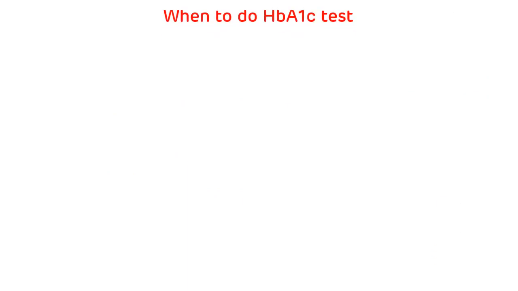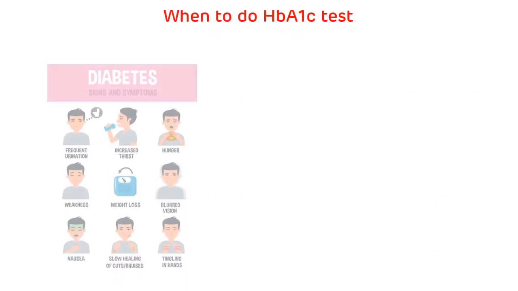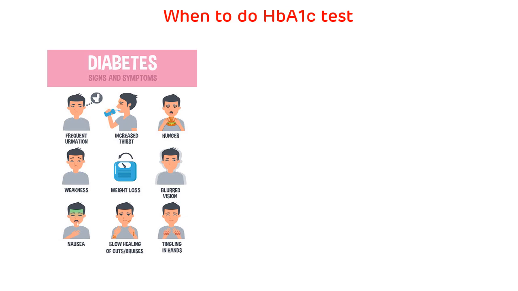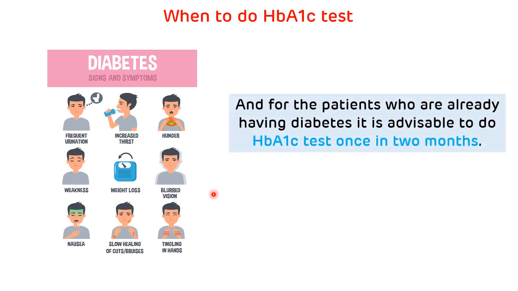Now when to do HbA1c test? The person who is having any signs and symptoms of diabetes like frequent urination, increased thirst, increased hunger, weight loss, slow healing of cuts, tingling sensation in the hands should undergo HbA1c test, and the person who is already having diabetes mellitus, it is advisable to do HbA1c test once in every 2 months. So that is regarding when to do HbA1c test.